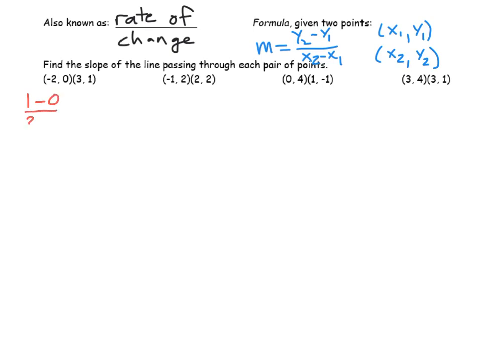So according to my formula, I would say 1 minus 0 over 3 minus negative 2, and that would give me a slope of 1/5. On the second one, we'd have 2 minus 2 over 2 minus negative 1. You really just have to be careful with your negative signs. They're easy to get mixed up.